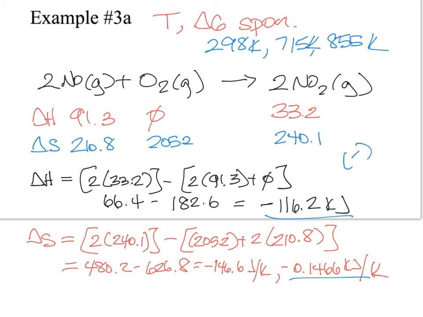They're both negative, so this tells me they will be spontaneous at low temperatures. But what those temperature cutoffs are, we don't know yet. So we're going to take a look at the next slide and work this out. In the last slide, we determined that we had a delta H value of negative 116.2 kilojoules and delta S equal to negative 0.1466 kilojoule per Kelvin.